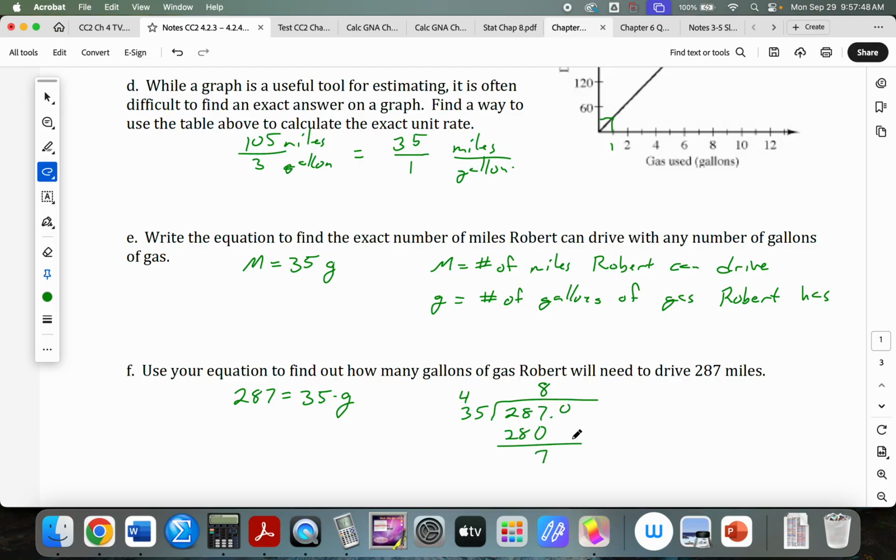And we'll go ahead and add on a decimal and bring down the 0. 35 goes into 70 twice. So that would be 8.2 is the number of gallons.